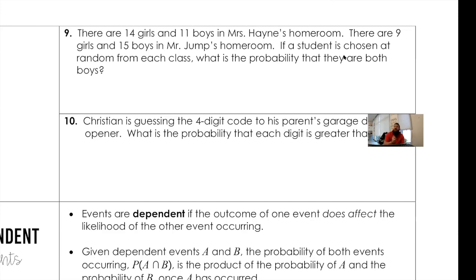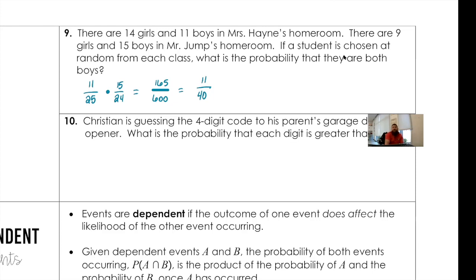So we look at the total number of boys in Mrs. Haynes' class, and that would be 11 out of 25 students. And then we take the total number of boys in Mr. Jump's class, which is 15 out of, what is that? 15 and 9 is 24. Multiply our fraction straight across. 11 times 15 is 165. 25 times 24 is 600. And of course, we need to math frac that rascal. And then when you put that into your calculator, you get 11 over 40.